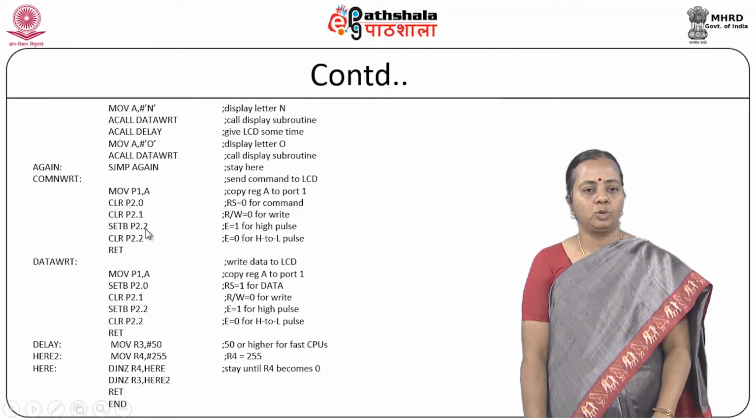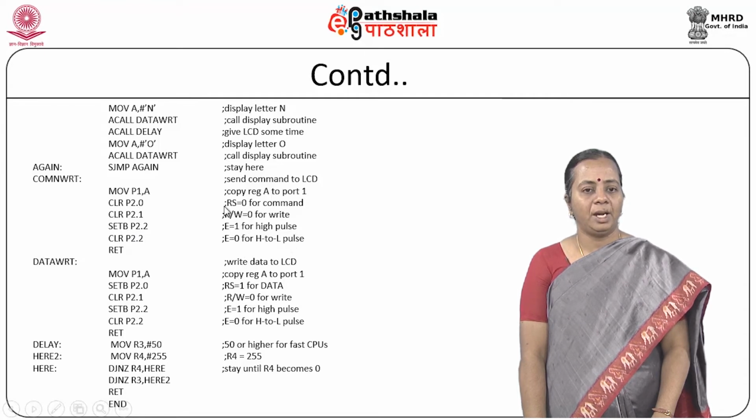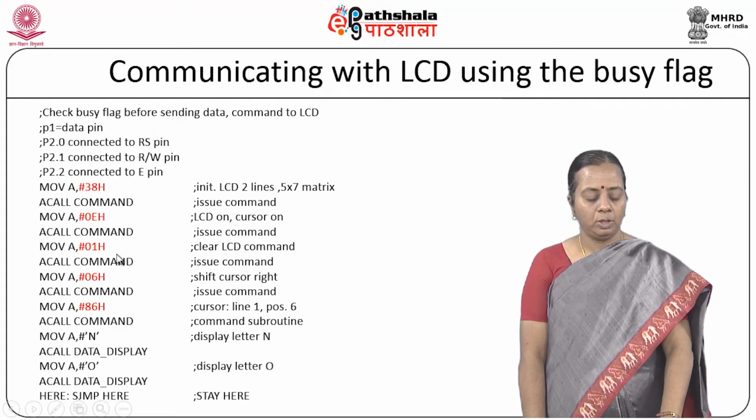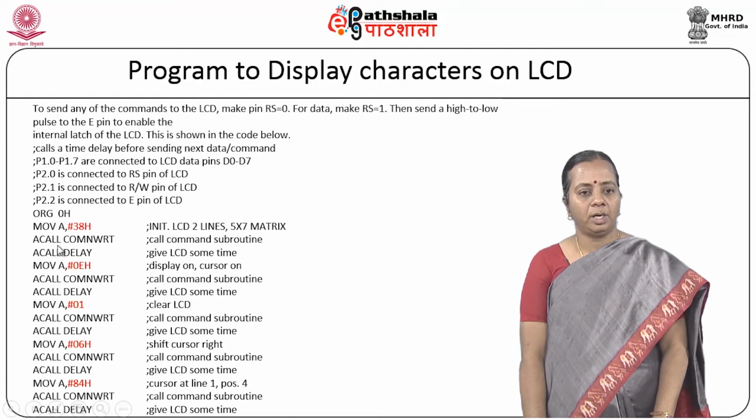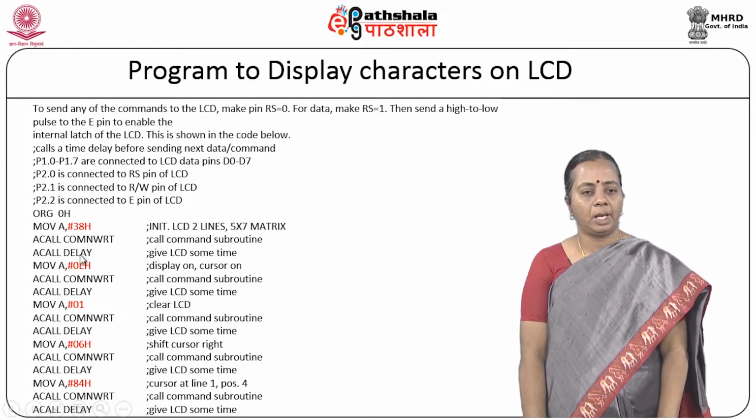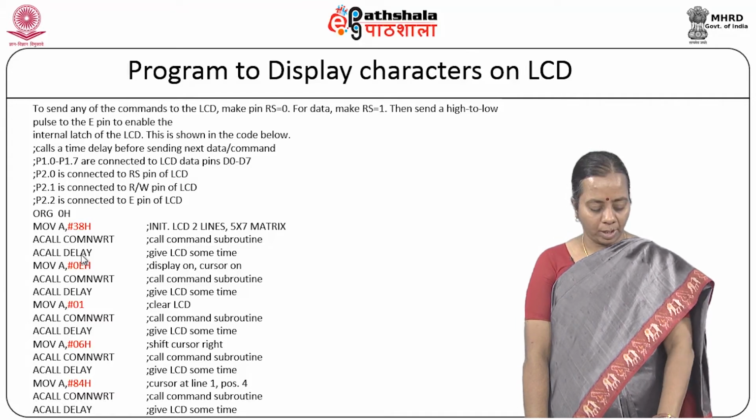Then set B P2.2. So, P2.2 is connected to the E line. Now, this becomes 1. Again I am clearing it so that it becomes 0. So, E is getting 1 and after that 0, that means a high to low pulse is given to E, RS is 0 and the write line is 0. So, I have made the setup to recognize that particular command. Now the command write is done, and the subroutine returns to the previous place. Then ACALL delay. As I told you, each and every time I am sending a command, I need one delay to be given to the LCD to recognize it.